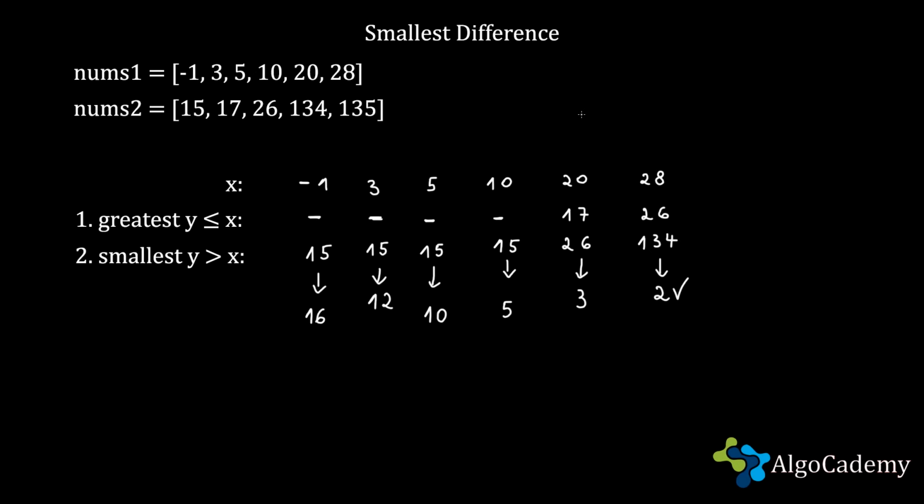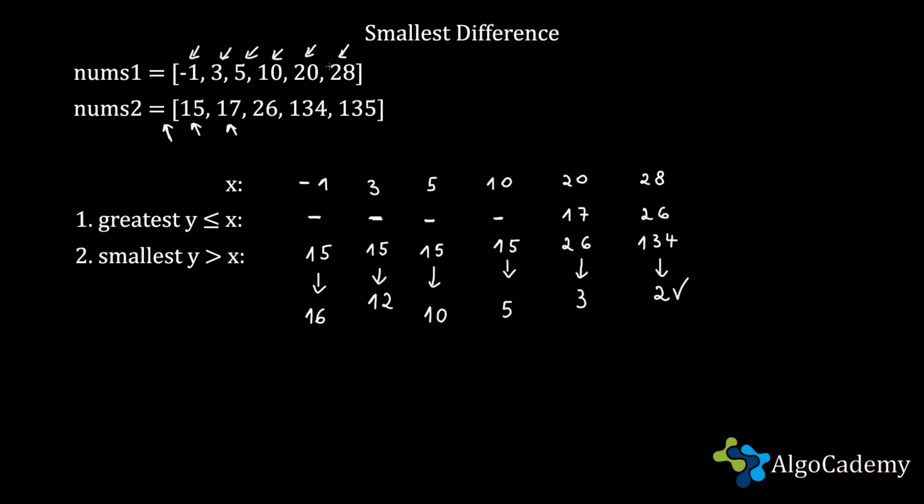Let's iterate through the integers in the first array and see what is the greatest y less than or equal to that integer. Well, for the first value, -1, we don't have any, so we can say that it is somewhere here, just to denote that all the integers here are greater than that value. Then, if we take the next one, it will still be here. If we take the next one, it will still be here. Also for the next one. Then, if we take 20, the next element here is less than or equal to 20. Also the next one. So 17 is the right value.